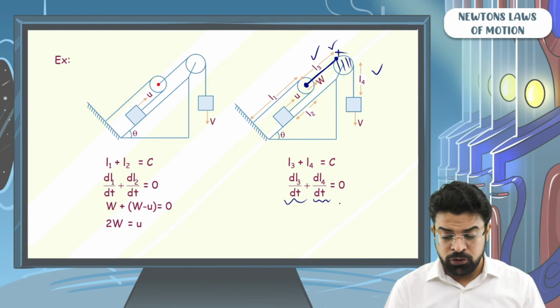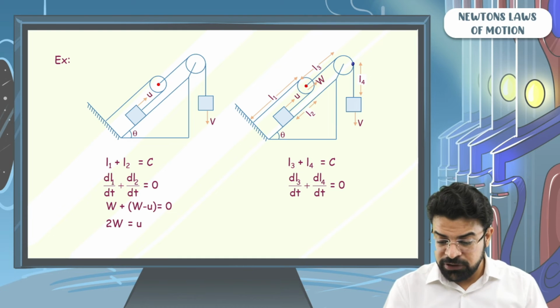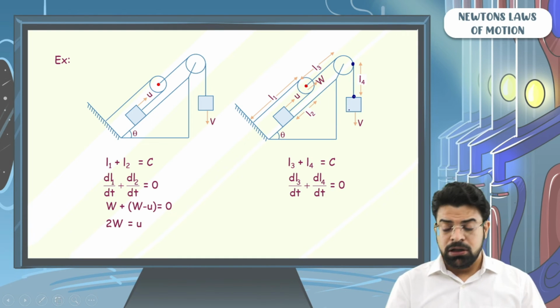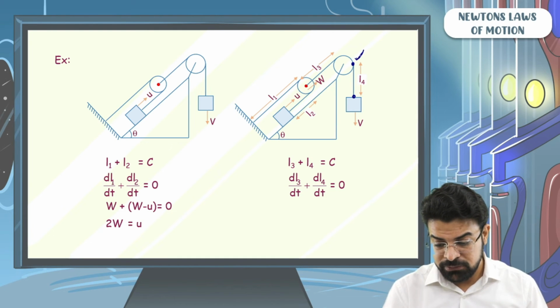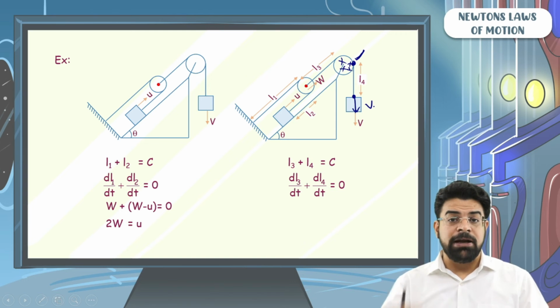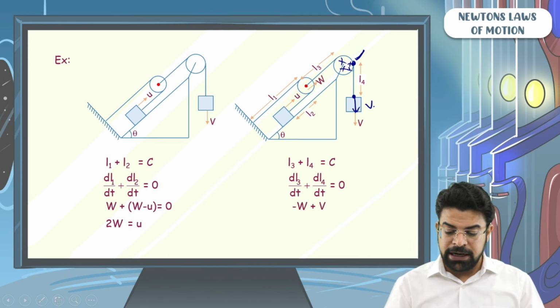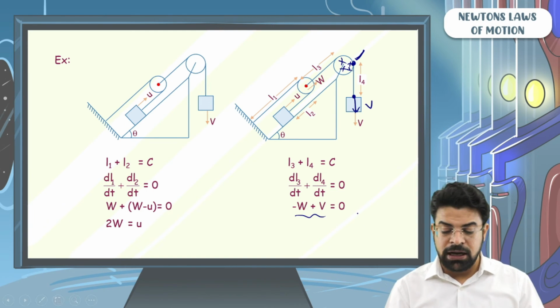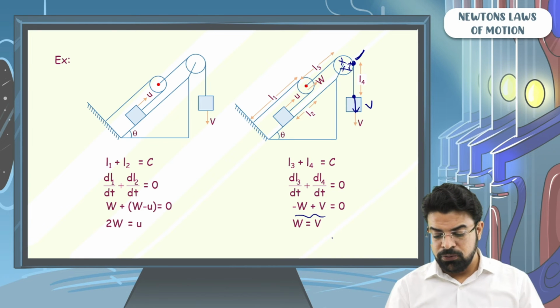What will be dl4 by dt? Length 4 is defined from pulley till the block. The top of the pulley is fixed because this pulley is fixed, and this point goes down with a speed v, so dl4 by dt will be plus v. So you will write minus w plus v equals to 0. Again, the same relationship, that w equals to v.